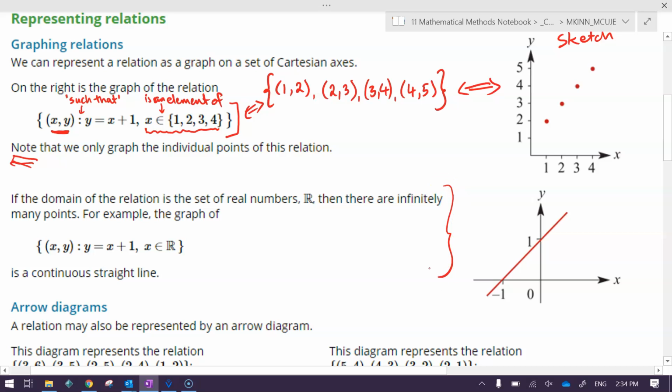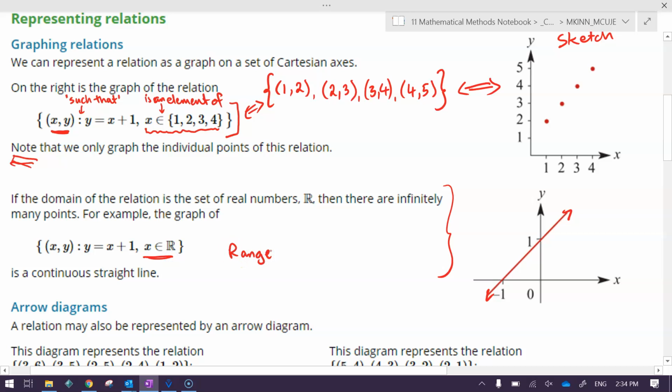If it was defined differently, {(x, y): y = x + 1, where x is an element of the real number system}. Real numbers, any value that exists on my number line. Well, in that case, I would have put arrows on the end of my little line there. It's going to be any point along that line. So my domain for that particular one, they've already told us, what would my range be?